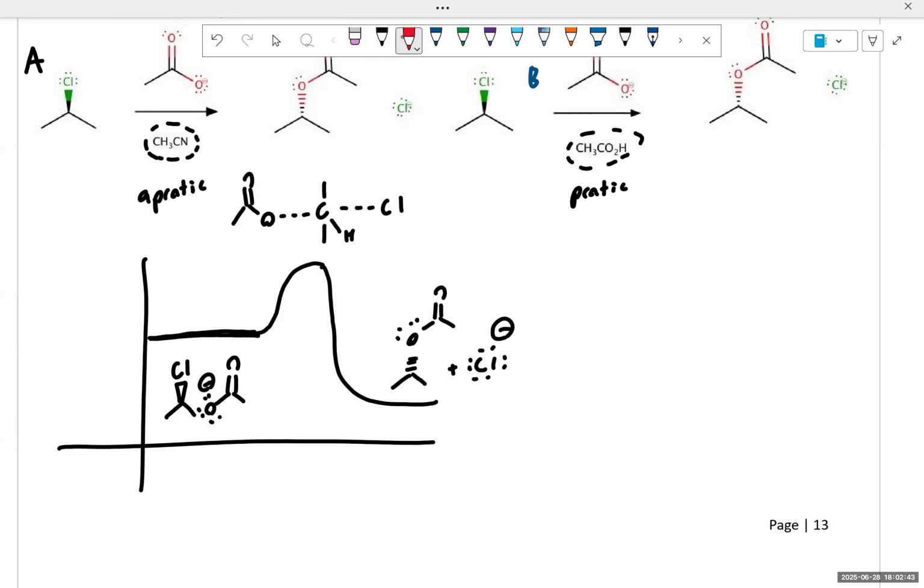Okay, by contrast, if we change our solvent to a protic solvent, that's going to lower the reactant energy because our nucleophile is stabilized.